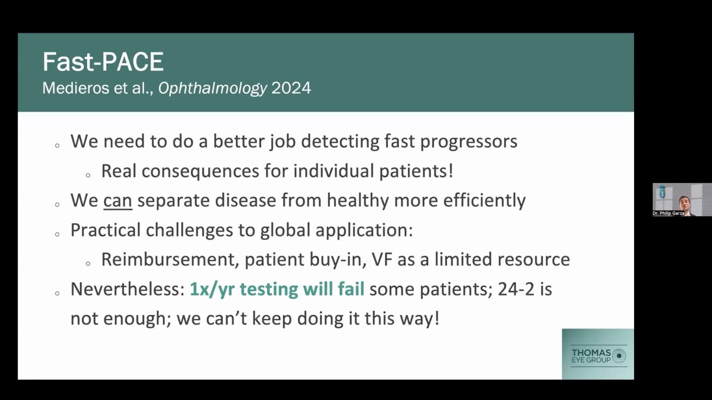Of course, there are practical challenges to globally applying this. There's the concern about whether you'll get reimbursed for doing this much visual field, getting patient buy-in to come in this often, and of course, the idea that visual field is a limited resource in our practice. But this is more of a challenge to us. This is a question of how we are going to adjust what we're doing, because one time a year testing is going to fail some patients. 24-2 is also not enough. This paper showed that 10-2 contributes. We can't keep doing it this way.